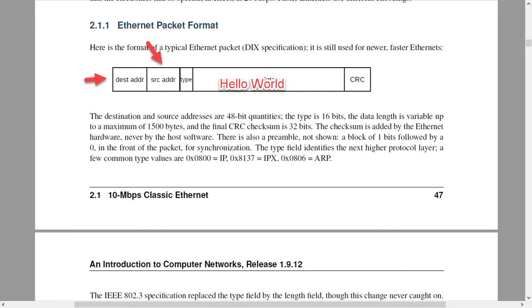The data is the individual ones and zeros. So a hub doesn't care about any of this stuff. This stuff is not even used in a hub. All it sees is the ones and zeros, and it resends it everywhere. So if there is a collision, the collision gets sent everywhere as well. So that becomes a problem.